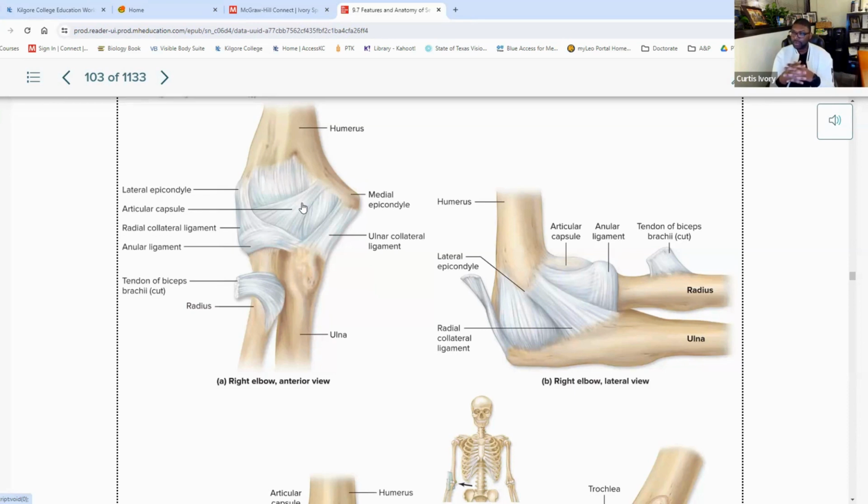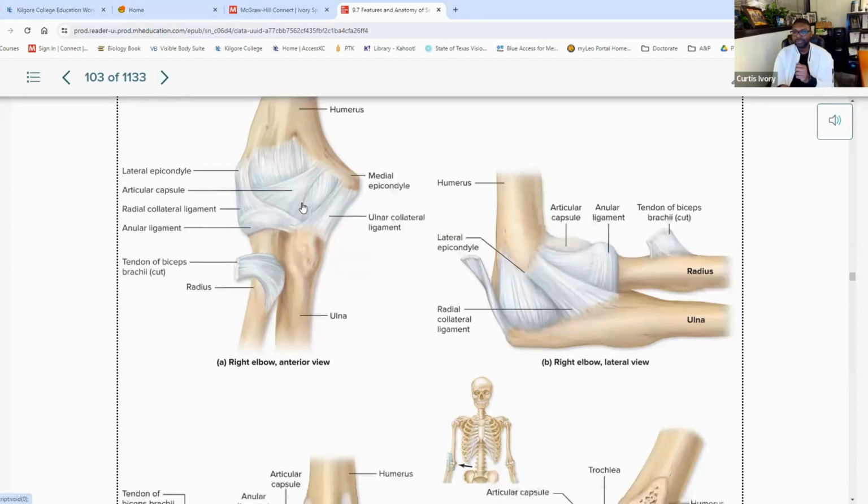Structure determines function. So if the structure becomes compromised, it doesn't function the way it should. If the ulna was to become dislocated, it wouldn't be able to function properly. It would just be hanging within the skin and the ligaments.